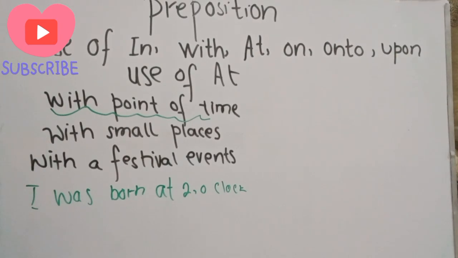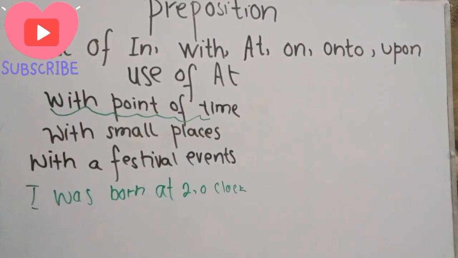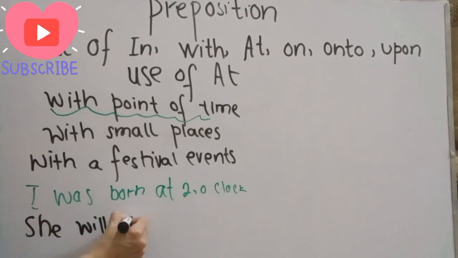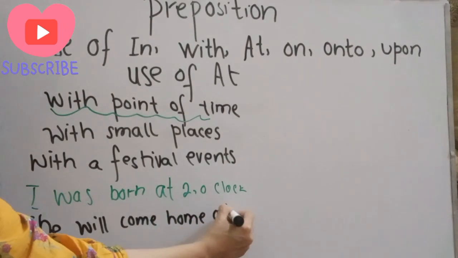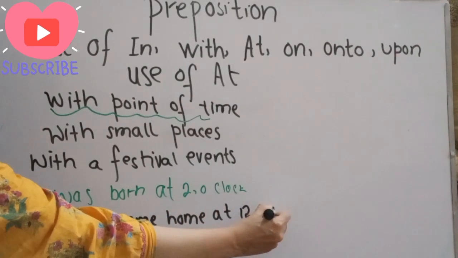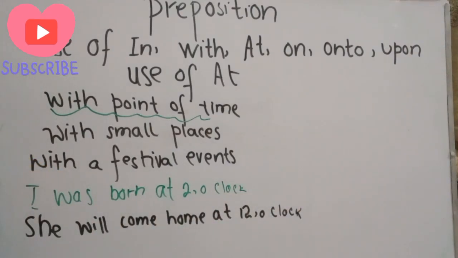I was born at 2 o'clock. He will come home at 12 o'clock. So it's a specific time. Use of at with a specific time.